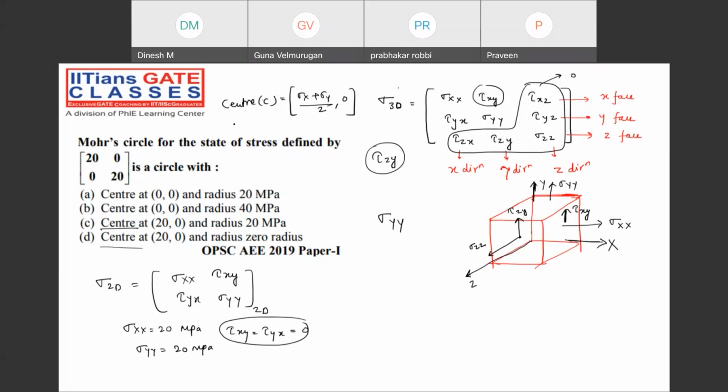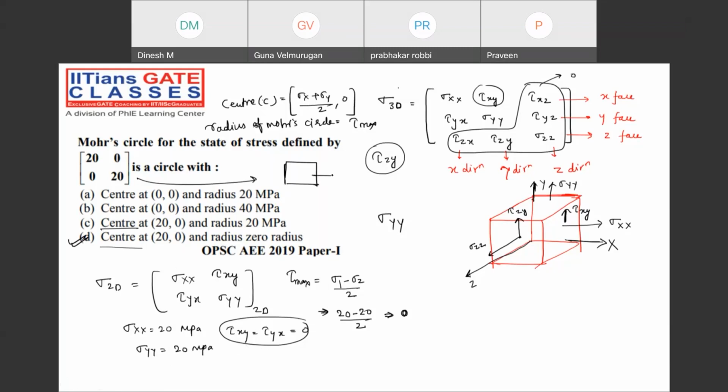What will be the radius? Radius of the Mohr circle is nothing but tau maximum. And how to calculate tau maximum, guys? Sigma 1 minus sigma 2 by 2, right? Yes or no, guys? 20 minus 20 by 2, that will become 0. So which option will be correct? I can represent this stress matrix to be something like this also.